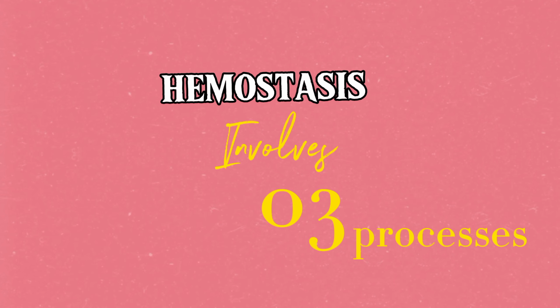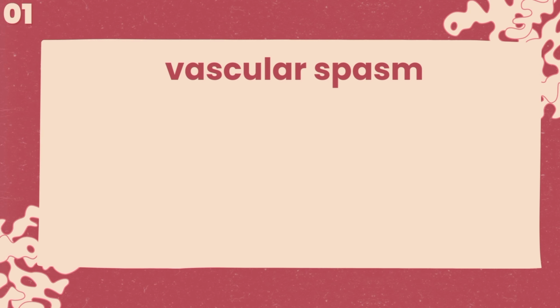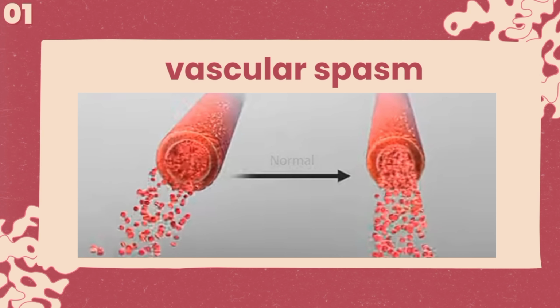Now, this hemostasis involves three processes. The first is vascular spasm, the second is platelet plug formation, and the third is coagulation. Let's break these down individually. First, let's deal with the vascular spasm. This is also called vasoconstriction.